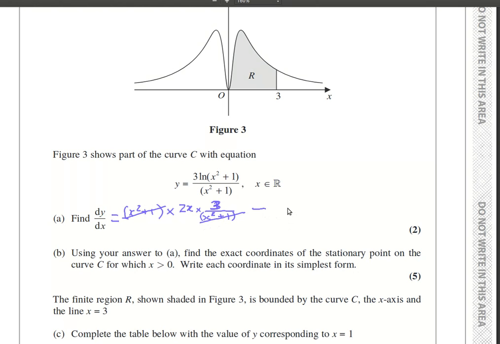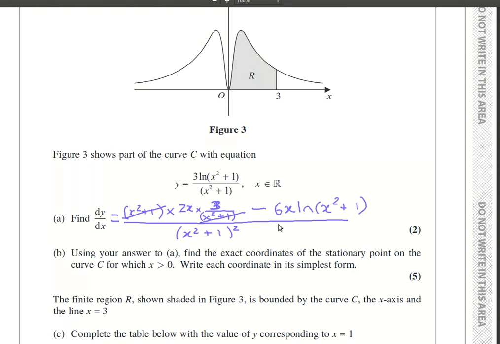Minus high d low. Okay, right, so we're going to be multiplying by the high, which is 3 ln(x squared plus 1), but we're also going to be multiplying that by the derivative of the low, and that's just 2x, and 2x times by 3 ln(x squared plus 1) is going to be 6x ln(x squared plus 1), all over the square of what's below, and that's x squared plus 1 squared.